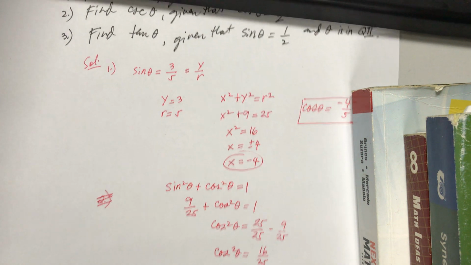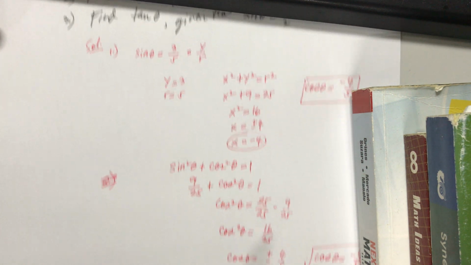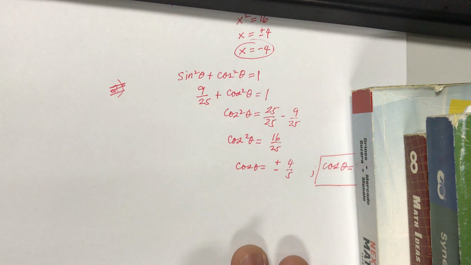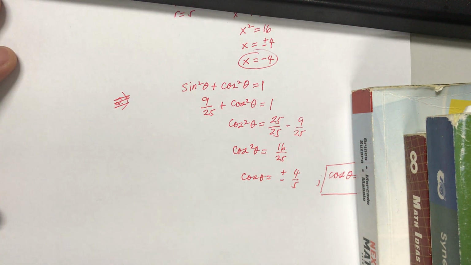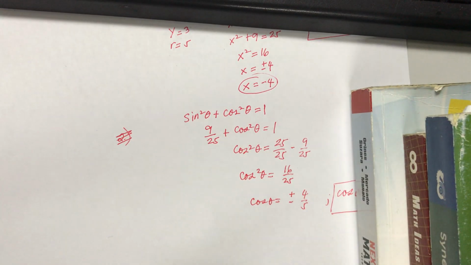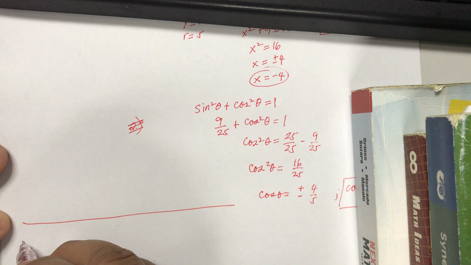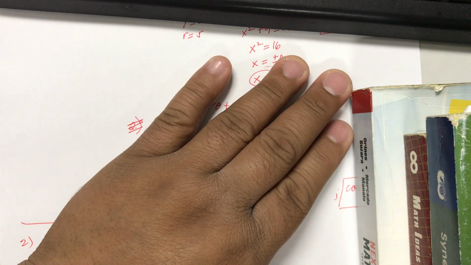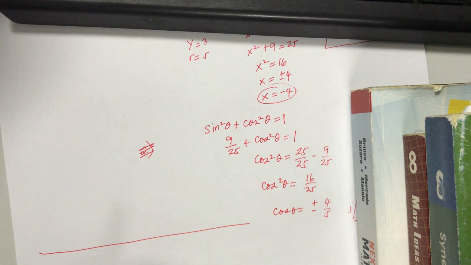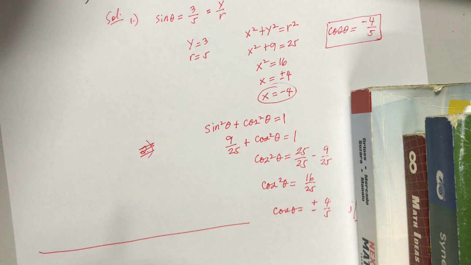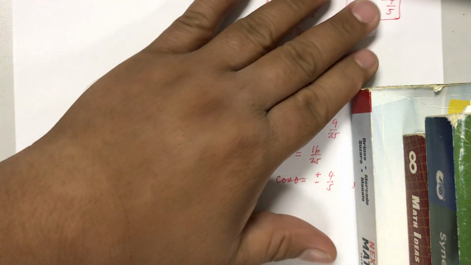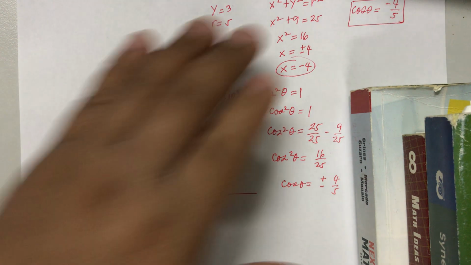Number 2. Let's have number 2. We will just rewrite the given. You are given cotangent theta, which is negative 1/2. Okay. Cotangent theta is negative 1/2.